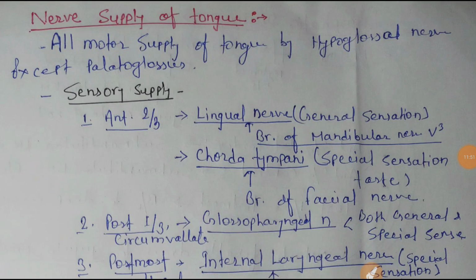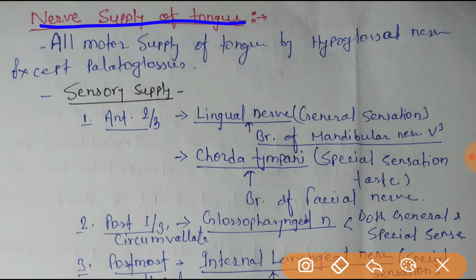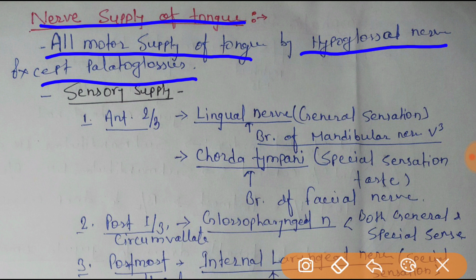Next is the nerve supply of the tongue. Already told, all motor supply of the tongue is by the hypoglossal nerve, except palatoglossus, which is supplied by the vagus nerve. The nerve supply has sensory supply and motor supply. Motor supply already told, while sensory supply you can easily remember by this.